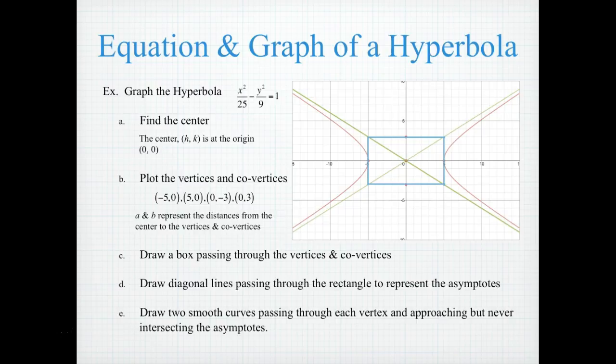So we find the center. We use the values of a squared and b squared to identify the vertices and covertices. From there, I draw my rectangle, draw the asymptotes, and then create my curve.